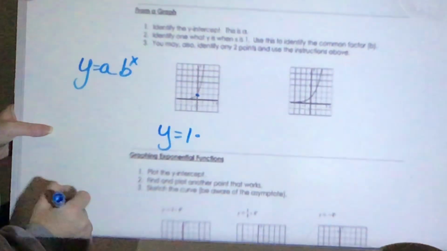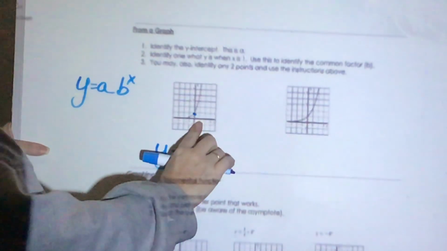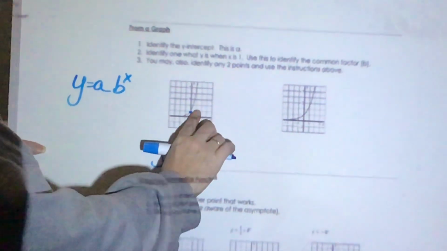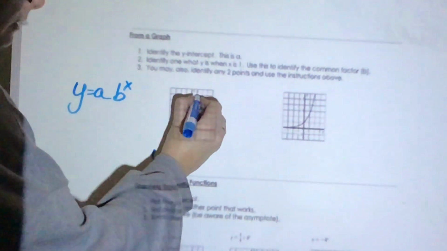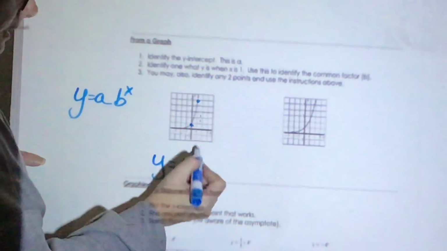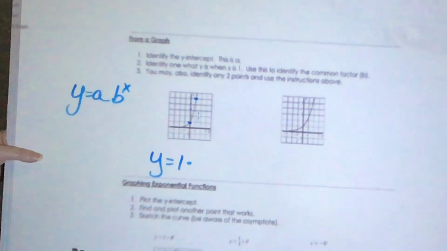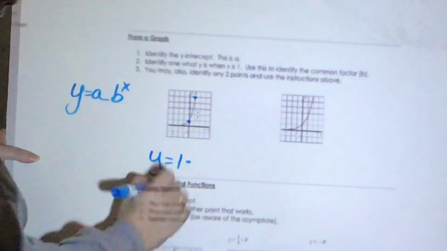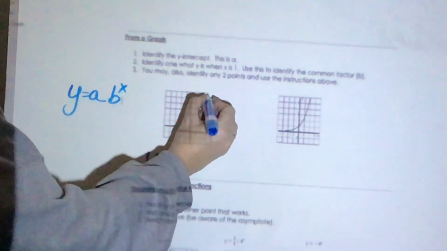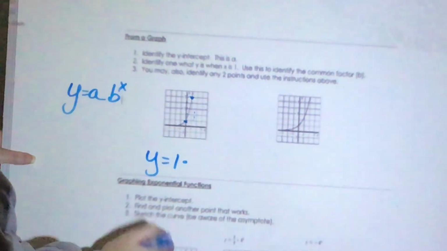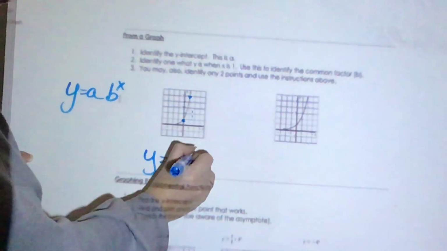Now I want to know the growth factor. So I want to go over 1 on my x-axis and see where the graph crosses. And it looks like it crosses at about 5. It's a little hard to tell on this graph. We would identify the points for you on a test or a quiz. We would write in what that location was so you wouldn't have to estimate or guess. It appears to be at 5.